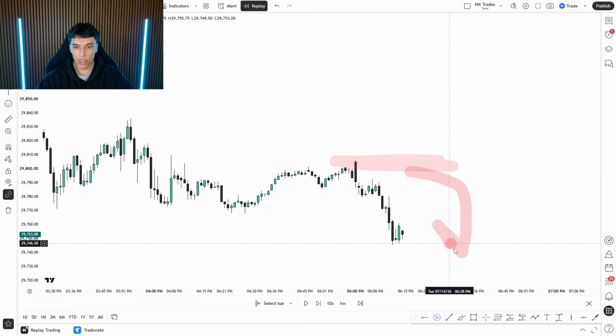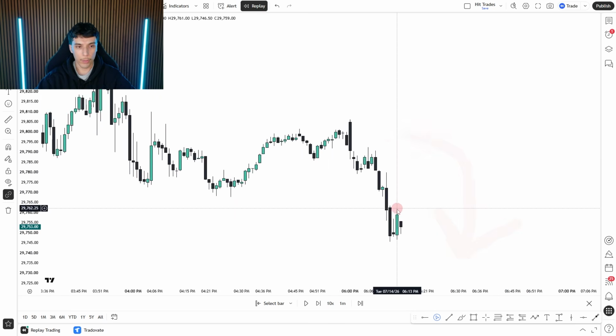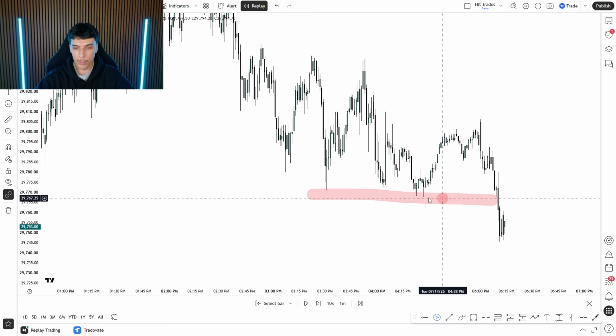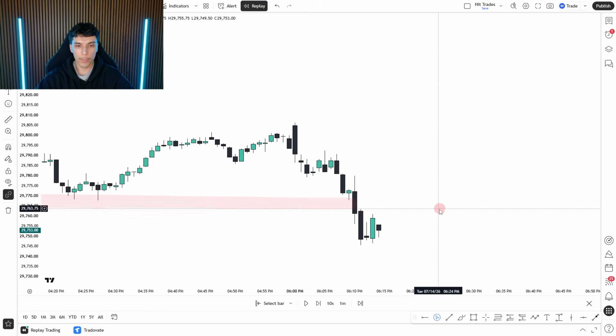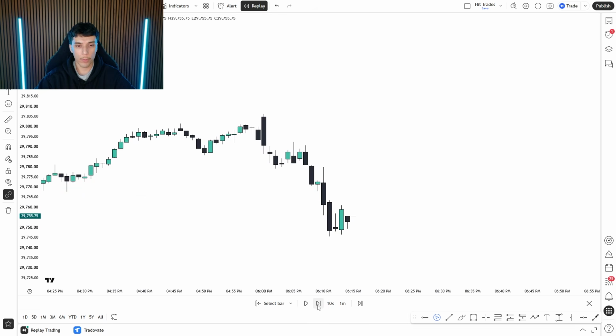I want to look for longs below it, and we can see that we have some delivery lower. We cleared out some sell side, so we have a lower time frame stop hunt, a lower time frame liquidity sweep. Let's go forward a little bit.